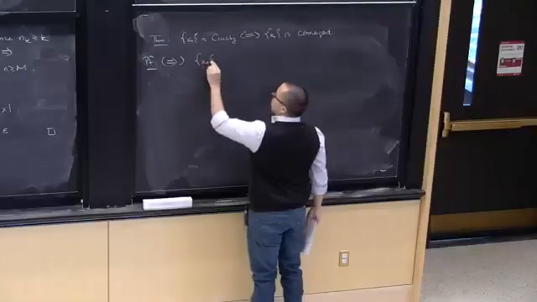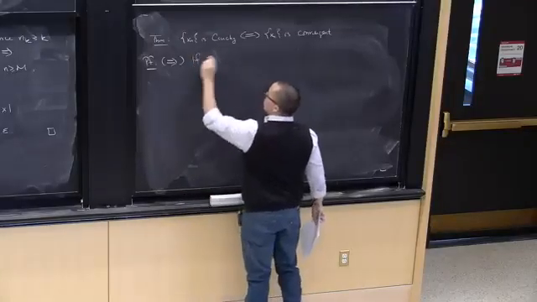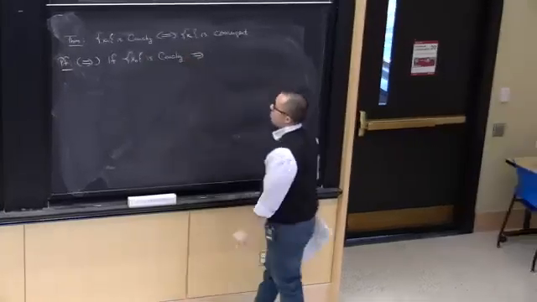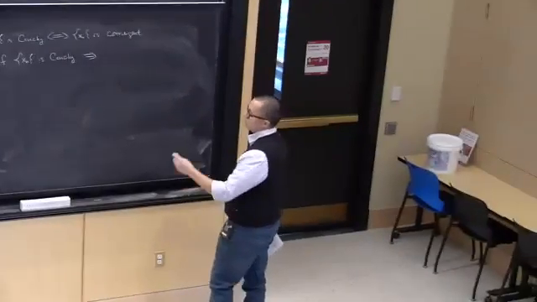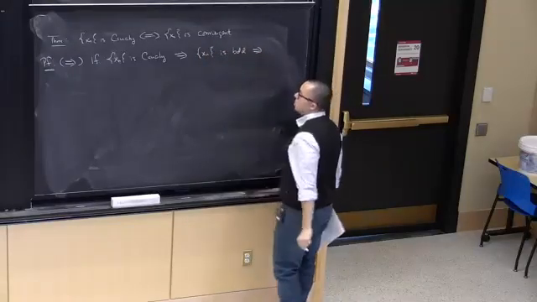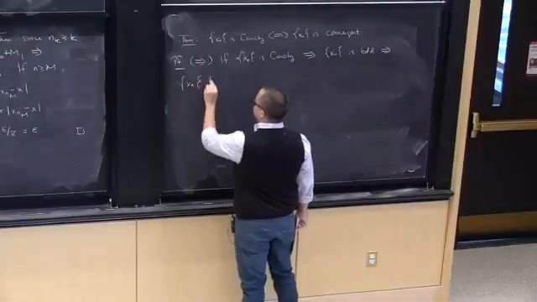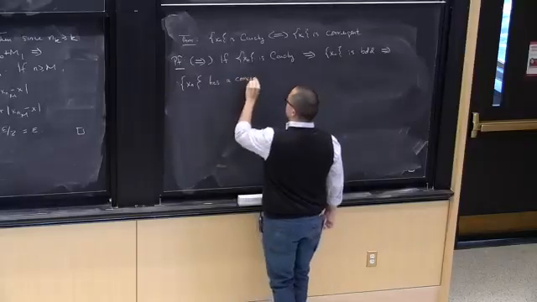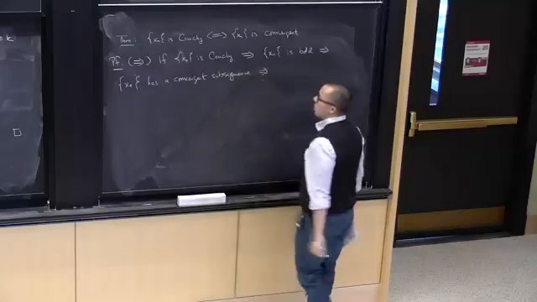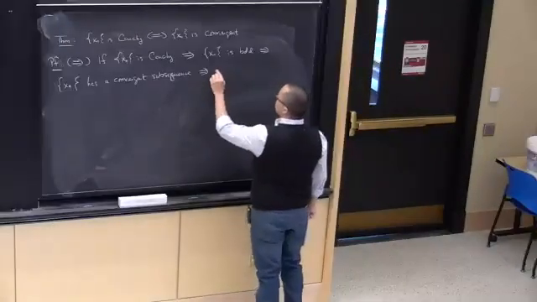So we're assuming x sub n is Cauchy. I'm trying to show it's convergent. If x sub n is Cauchy, this implies that x sub n is bounded, which implies by the Bolzano-Weierstrass theorem that x sub n has a convergent subsequence. And by the theorem we just proved, if a Cauchy sequence has a convergent subsequence, it must be convergent.